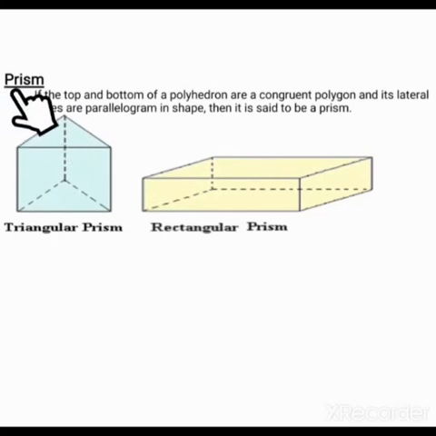Now what is a prism? If the top and bottom of a polyhedron are congruent polygons and its lateral faces are parallelograms in shape, then it is said to be a prism. Now here prisms are given. This is the shape of a triangular prism and this is the shape of a rectangular prism.